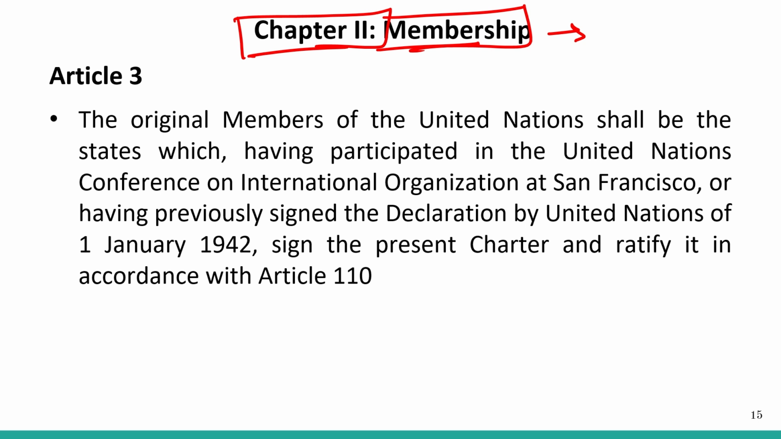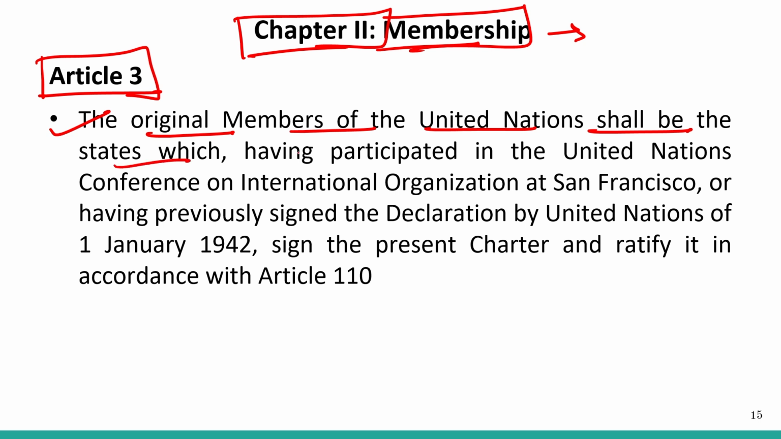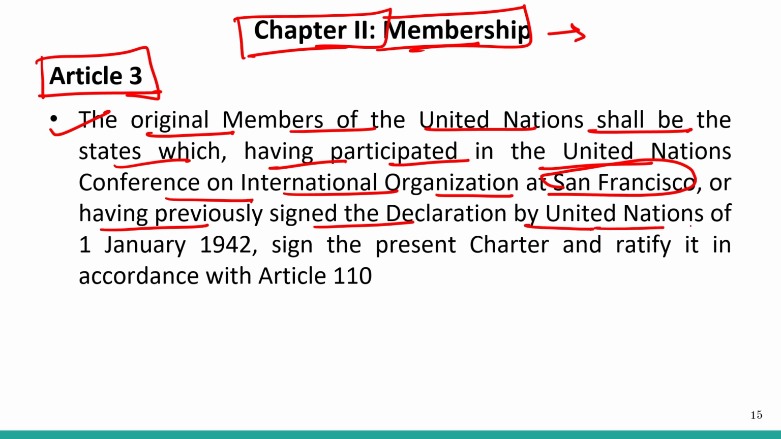Let's try to understand what exactly this article is saying. If you see Article 3 of the United Nations Charter, what does it say? It says the original members of the United Nations shall be the states which have participated in the United Nations Conference on International Organization at San Francisco, or having previously signed the Declaration by United Nations of 1st of January 1942, signed the present charter and ratified it in accordance with Article 110.